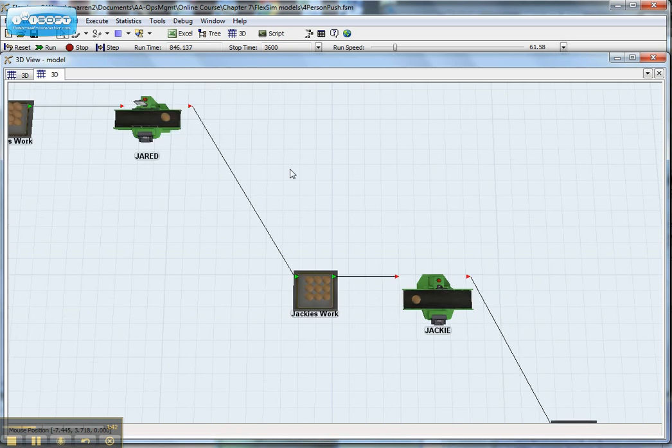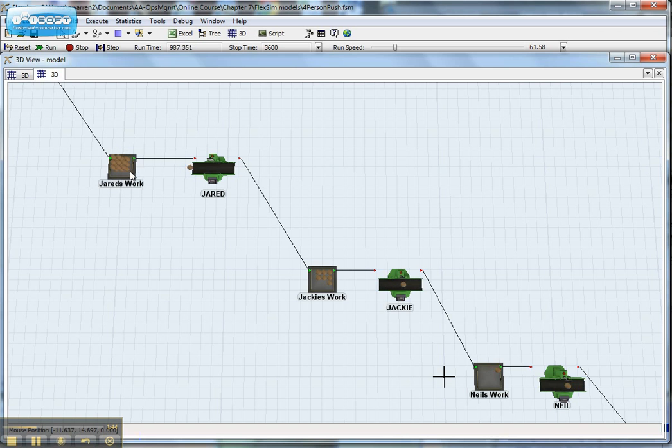So if I zoom out, you can see that Jared has a significant work accumulation, but Jackie also does, and because Jackie's unable to clear her buffer, she in fact represents the bottleneck workstation. Notice how Neil's buffer is clear. One of the nice things about the software is you can estimate the utilization of the workstations. Both Jared and Jackie are very highly utilized, and it's relatively unimportant that Jared appears to have a higher utilization than Jackie. Jackie is in fact the bottleneck.